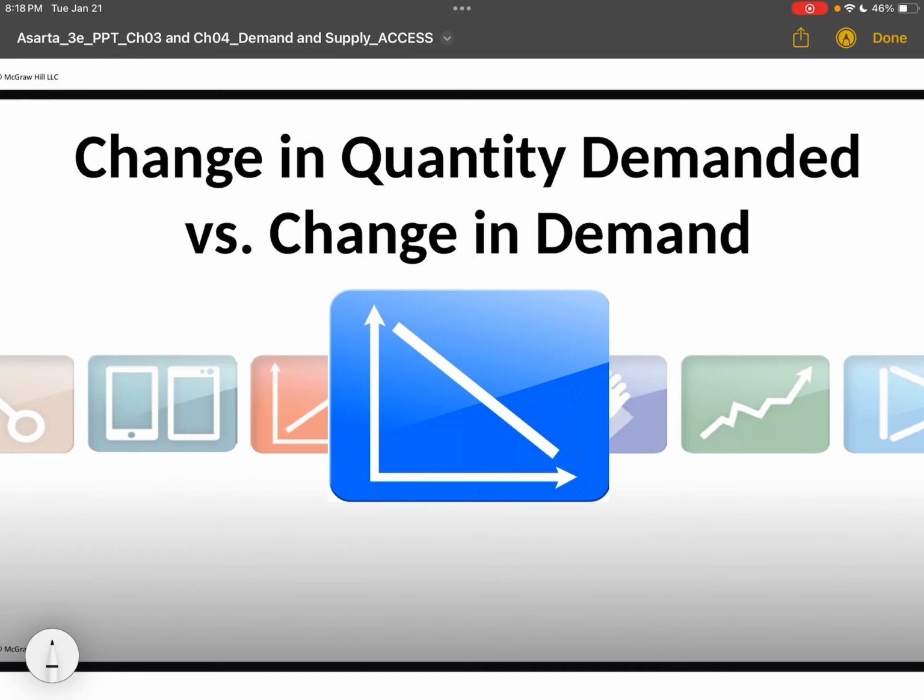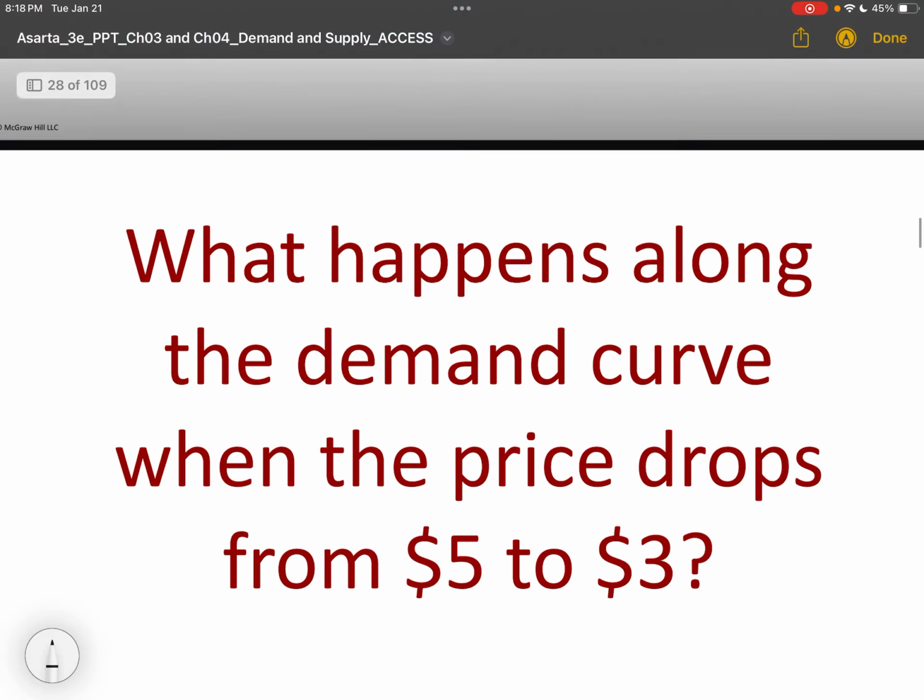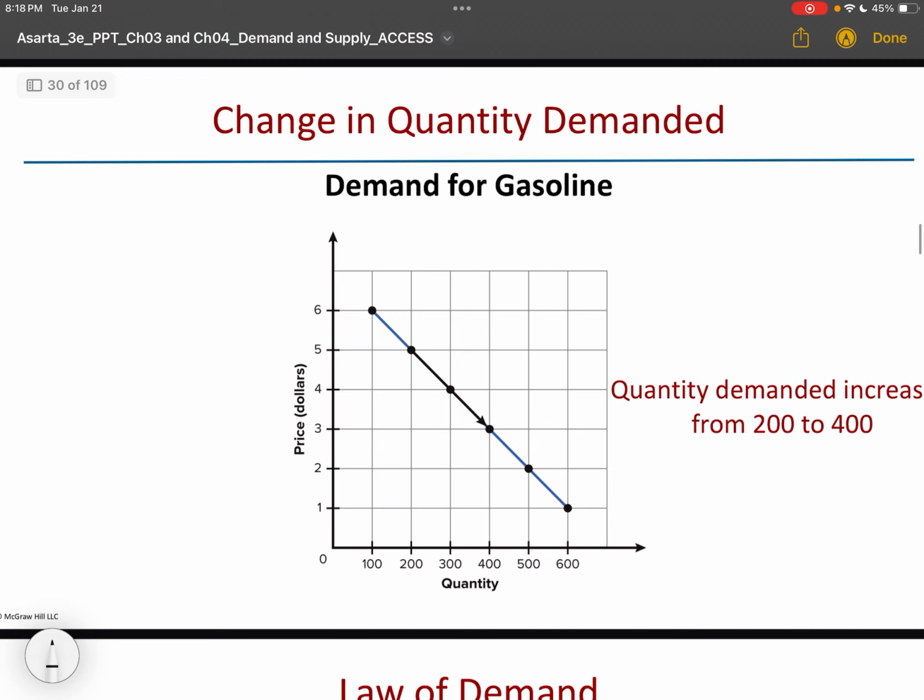We move on into this portion where we need to have a distinction between what we mean by change in demand and change in quantity demanded. In economics, I typically find my students confusing these two. So let's see how we will do in this class.